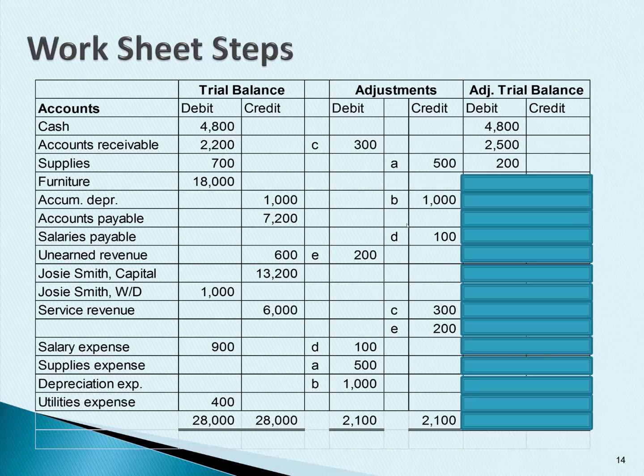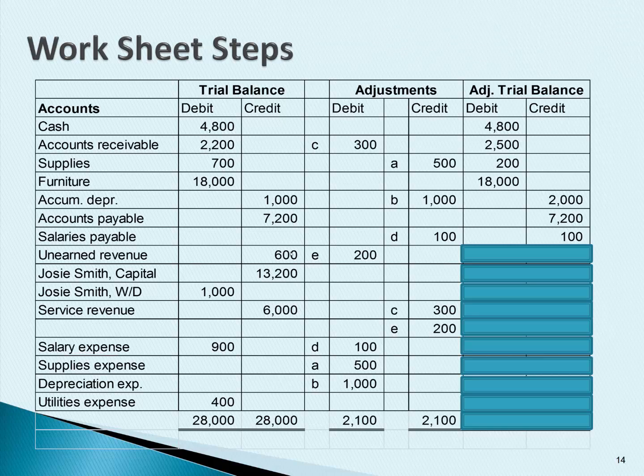Furniture, we had 18,000. We did not adjust it, so we still have 18,000. Accumulated depreciation. Now remember, this is a contra asset, so the plus sign is on the right side. So we had $1,000 from the previous period. We have $1,000 more, so we now have $2,000 of accumulated depreciation. AP, we had 7,200. No adjustment, we still have 7,200. Salaries payable, we had zero balance. And remember, salaries payable, a liability, increases on the right side. So if we put $100 over here, we are increasing it. So our new balance is $100.